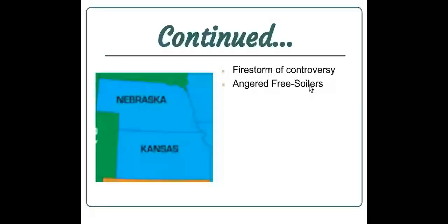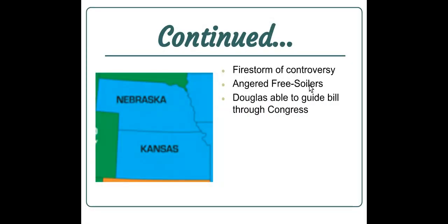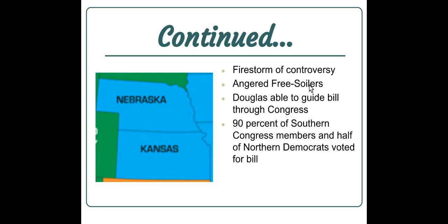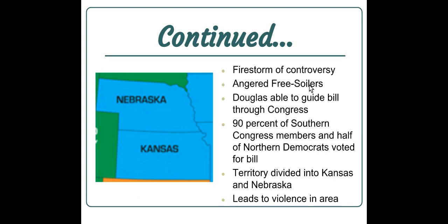A lot of free soilers, people that do not want slavery in Northern Territory, are going to be upset by this. Douglas is able to get the bill passed through Congress. 90% of Southern Congress members and half of the Northern Democrats end up voting for the bill. So this territory is going to be divided into Kansas and Nebraska. And it's going to lead to a lot of violence in the area because you have abolitionists here, and you have people that are pro-slavery. And so there is going to be a lot of controversy on what is going to happen in these two states.